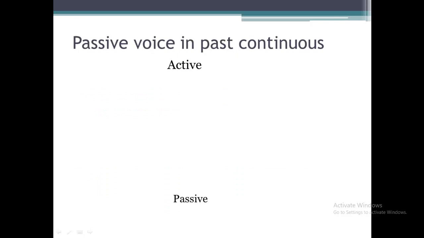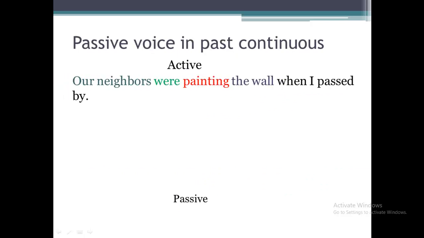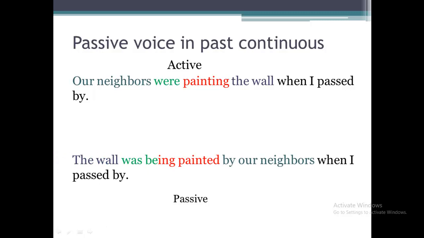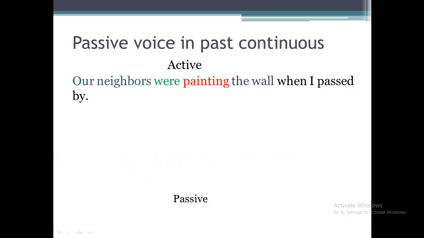One more example. Here we go. Our neighbors were painting the wall when I passed by. Okay, a long action was interrupted by another past action. Okay, our neighbors is the subject, it's in plural form, where were painting is the verb formed from verb to be, were, in the past, and verb with ing. The wall is the object, it's singular.